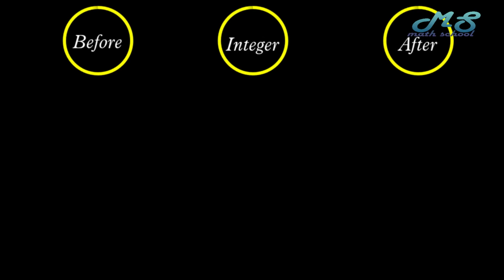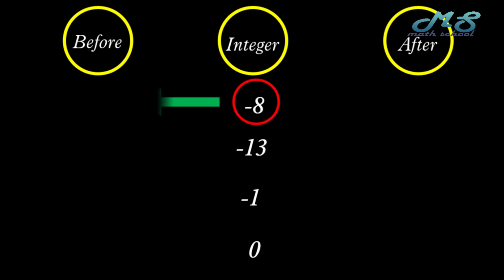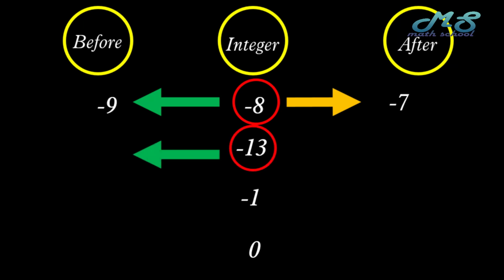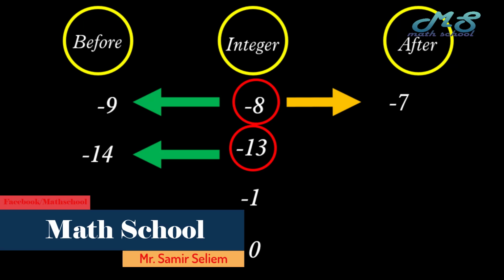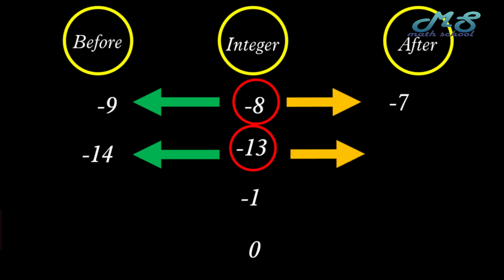Now ask yourself what the integer before and after is. If we have a set of integers: negative 8, negative 13, negative 1, 0. The integer before negative 8 is what, guys? It is negative 9, because there's negative 9 at the left of negative 8. What about the after? The after is negative 7. Before negative 13 is a number less than negative 13, so the number is negative 14. After it, the number greater than negative 13 is negative 12.